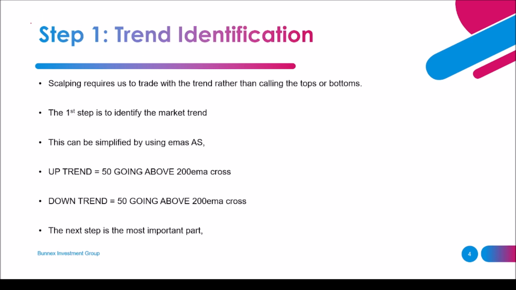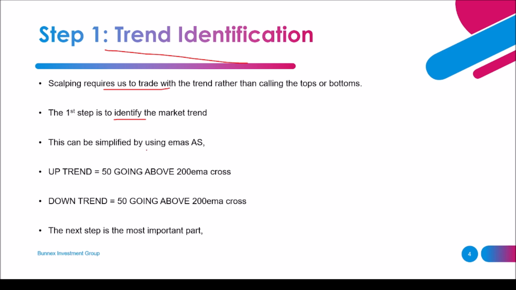The first step for this particular strategy is trend identification. It's better to actually trade with the trend. So scalping requires us to trade with the trend rather than calling the tops or bottoms. The first step is to identify the market trend. Is the market going up or is it going down?